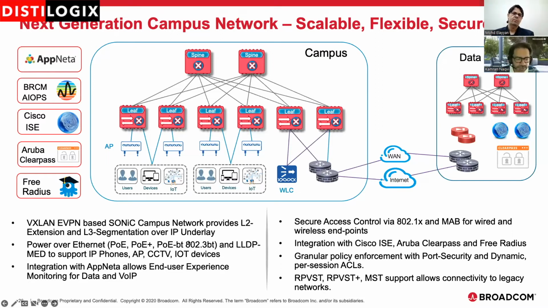So with the campus, we are providing features like PoE, PoE plus, PoE BT, and so on, LLDP MED for IP phone and all those. So all that type of connectivity is done. You have your 802.1x, your MAB type functionality that is there. So you have your admission control, access control available. We integrate with Cisco ICE. We integrate with Aruba ClearPass, and we already integrate with FreeRADIUS. And if the customers require more type of integration, we are open to do that as well. So this is the campus solution which is available today. Customers are already deploying it.